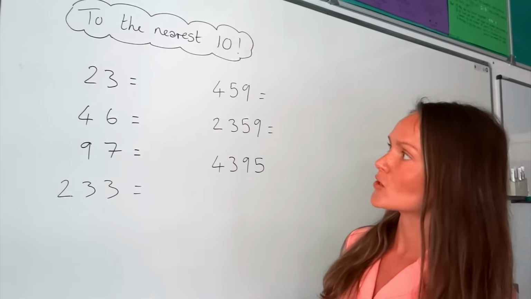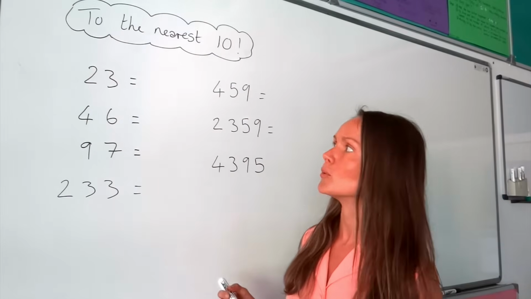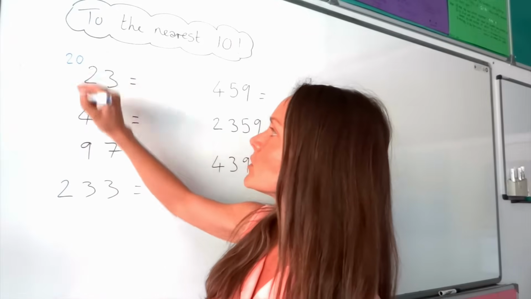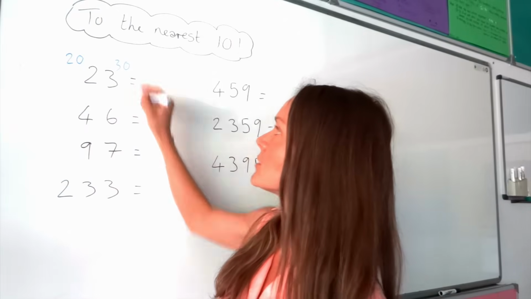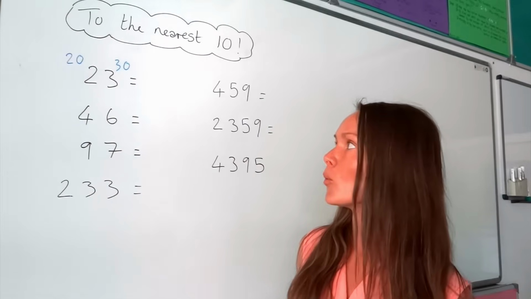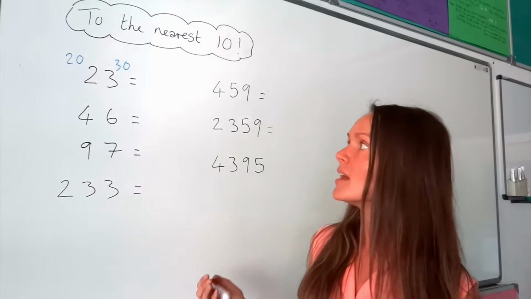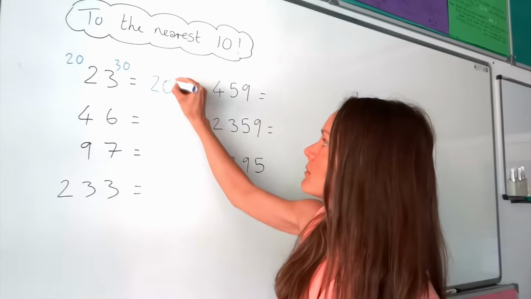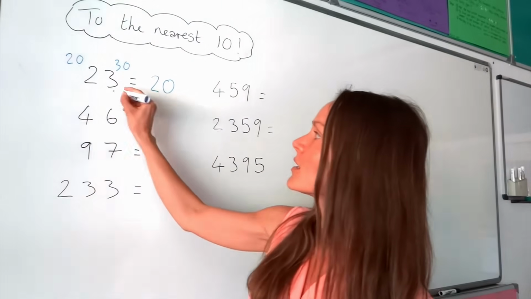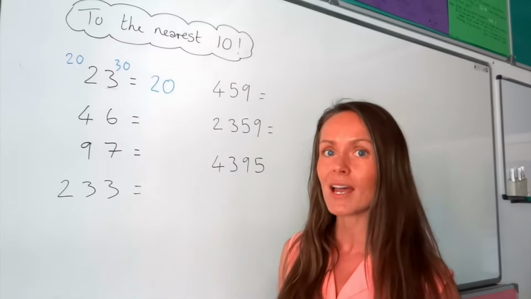So if we take the first one, number 23, the two numbers in the 10 times table that are closest to 23 are 20, which is the smaller one, and 30, which is the bigger one. Hopefully you can already see which of these two numbers is closest to 23. It's actually 20. But if you're not sure which one it's closest to, then you must look at the last digit here, which is 3, and decide if you're rounding up or down.